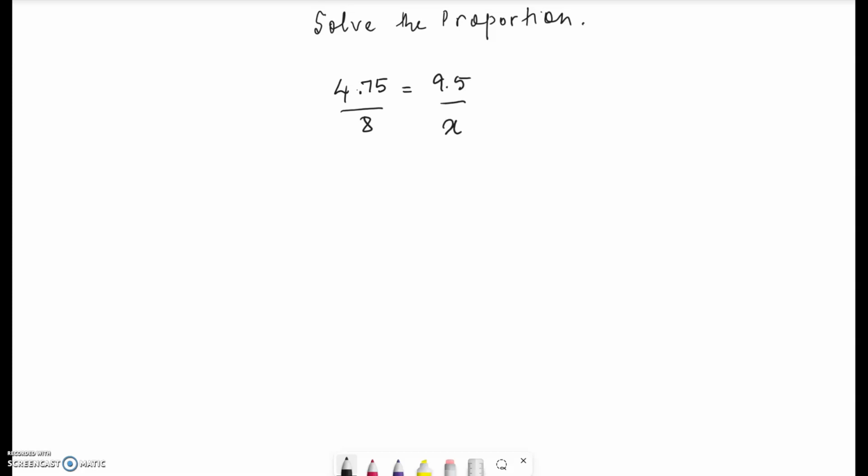So here we need to solve this proportion or an equation. One way of doing that is cross multiplying. So 4.75x is equal to 9.5 times 8. Don't do any multiplication as yet.